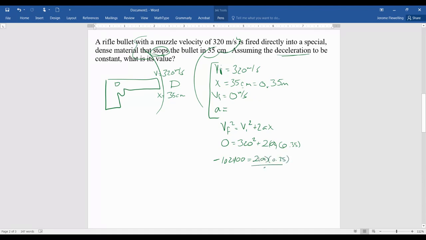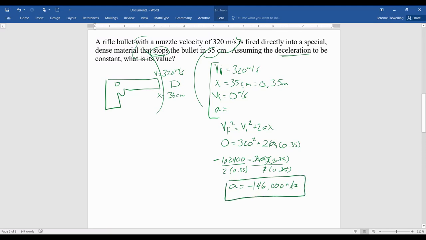So then my next step will be to divide both sides by 2 times 0.35. Now you could multiply those two together if you wanted and get 0.7 and divide both sides by 0.7. But that cancels out my 2, cancels out my 0.35, and I'm left with just a. So my a value is going to be negative 146,000. I rounded to the third significant digit there. Just don't round less than that, meters per second squared.